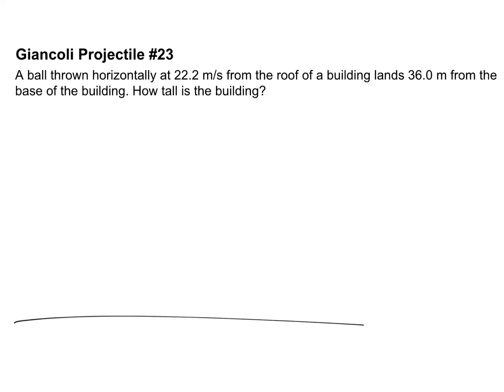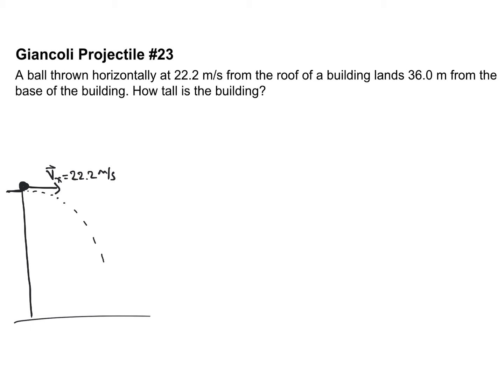Okay, drawing the building. Should leave myself some room over here to do some work. Drawing the building. Don't know how tall it is. But we know we have a ball. It's thrown at 22.2 meters per second horizontally, Vx, 22.2 meters per second. So it's going to go in a parabola. It's going to land. The landing point is 36.0 meters away. We have to find out how tall the building is.